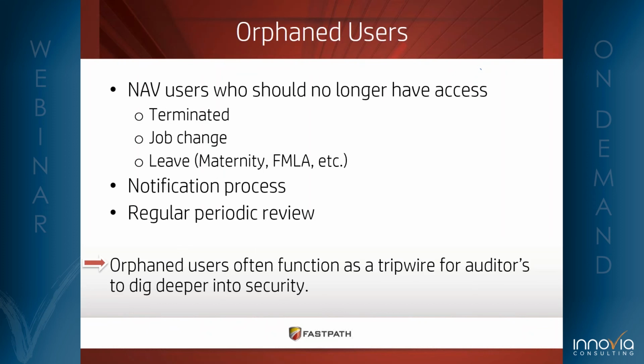The next thing that auditors tend to look at are orphaned users. These are NAV users who should no longer have access, whether they've been terminated or whether they've had a job change. So maybe they're still a part of the organization, but they're in a role that no longer requires Dynamics NAV access. Okay, maybe they're on leave. So they're still a member of the organization, but they're not here right now. They might be on FMLA, maternity, paternity, whatever have you, okay?